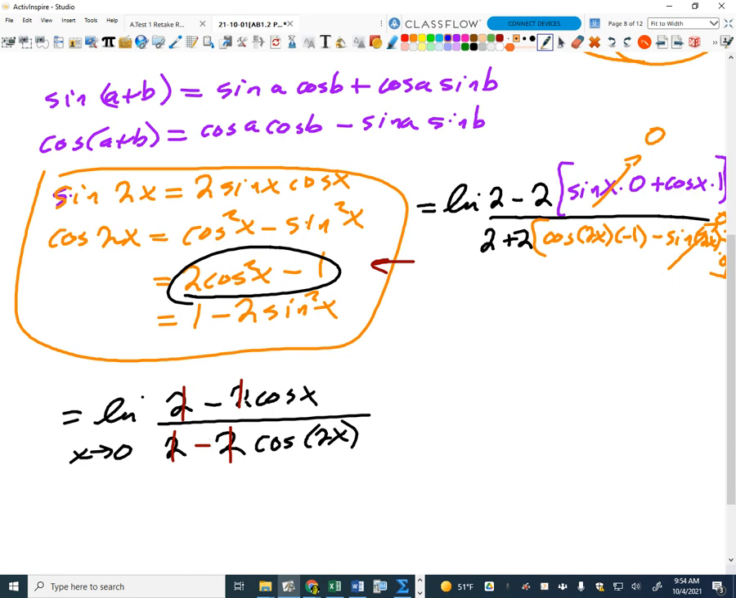And she had caught there was a sign error there, which was kind of messing us up. So in your notes, that might have said plus, that should be minus, okay? So on the bottom, we end up with 2 plus 2 times cosine 2x times -1, so there's the minus. And now we get to a point where, okay, we can cancel the 2's. So this is looking better.